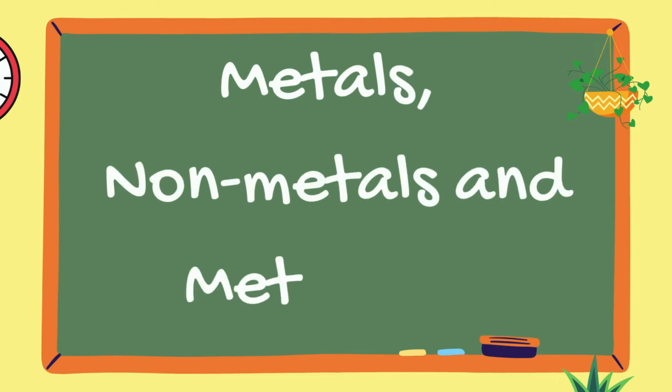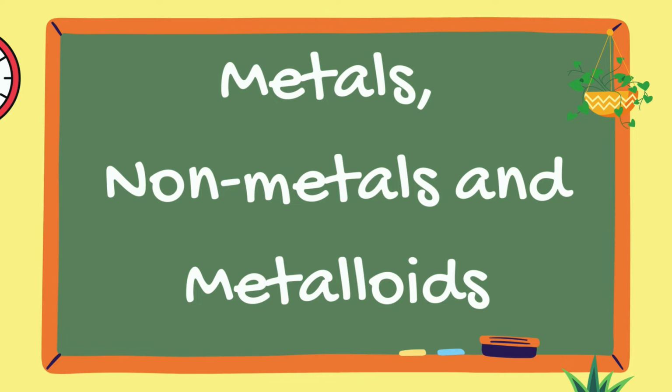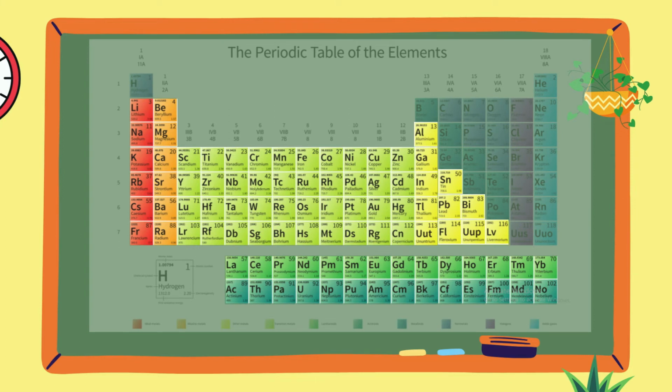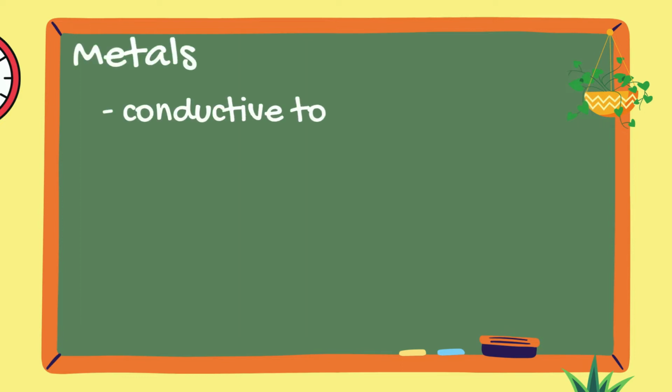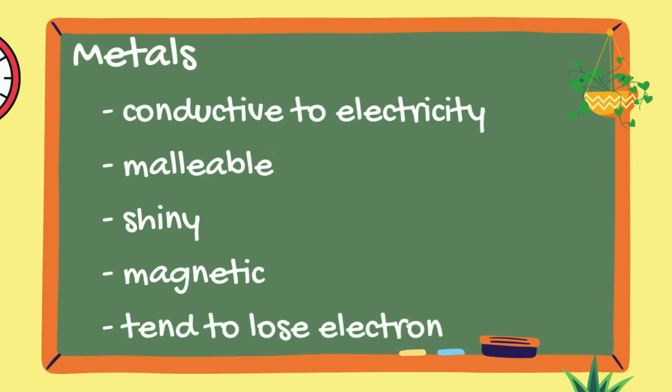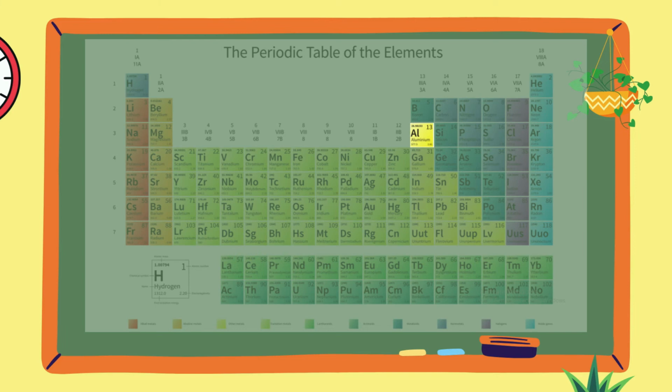Elements are categorized as metals, nonmetals, and metalloids. Metals are typically found on the left side of the periodic table. They are often conductive to electricity, malleable, shiny, and sometimes magnetic. They tend to lose electrons and become positively charged. Examples of metals are aluminum, iron, copper, gold, mercury, and lead.